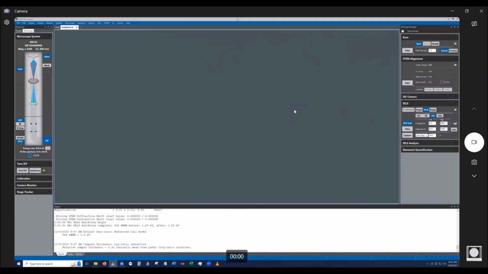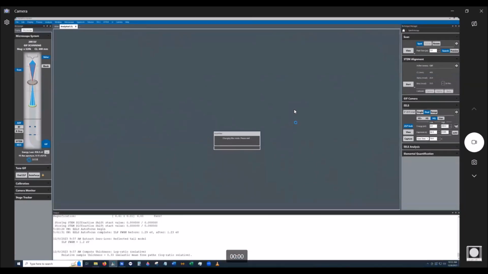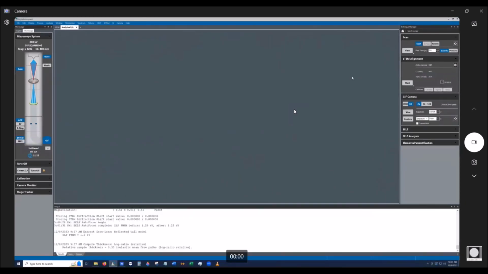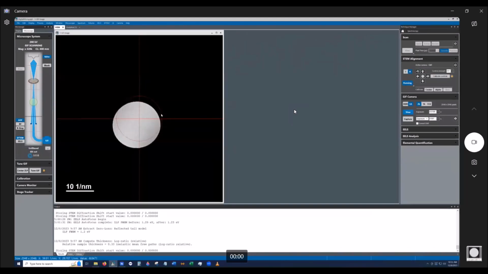And we should be able to get a little over 200 picoamps. So, all right, I adjusted it, so we're good to go. Okay, so we're going to start by going into FTEM mode here because we have to center the ronchigram. Okay, and we're going to push start. Okay, so there's our ronchigram.